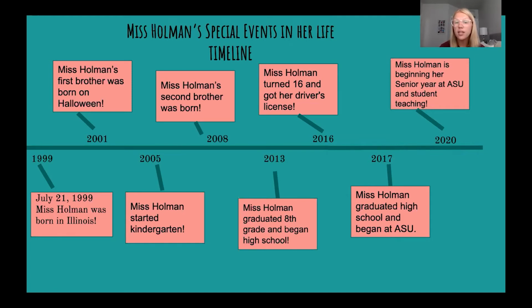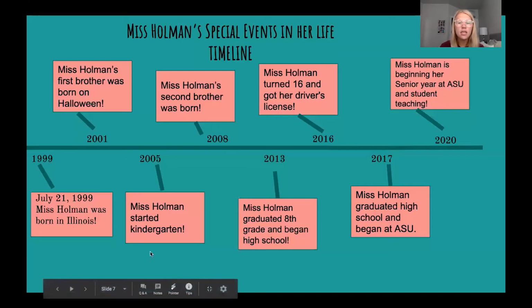In 2013, Miss Holman graduated 8th grade and began high school. In 2016, Miss Holman turned 16 and got her driver's license. In 2017, Miss Holman graduated high school and began at ASU. In 2020, which is present, Miss Holman is beginning her senior year at ASU in student teaching.